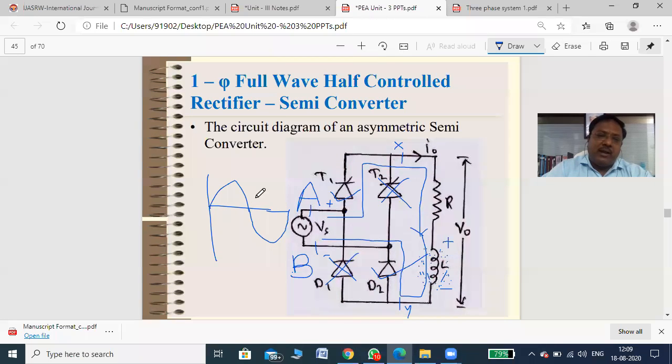Now at pi, when the input cycle reverses, that is, the negative half cycle is applied, terminal A is negative with respect to B, and terminal B is positive, right? Now, if terminal A is negative, what happens? The thyristor T1 is in a reverse bias condition, right? But diode D1 is in forward bias condition, right? Because A is negative.